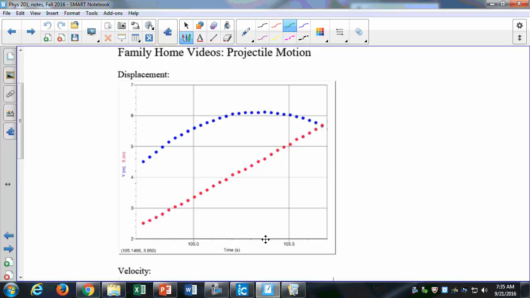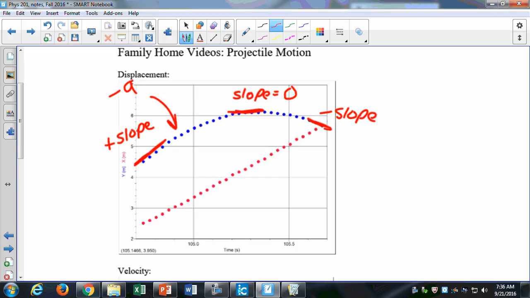So just to recap, I have a positive slope here, slope equals 0 here, and then a negative slope. Because of what the slope is doing, this tells me that I have a negative acceleration looking at the y displacement. Also looking at the x displacement, this is a constant slope. That means that the acceleration is equal to 0, or Vx is constant.